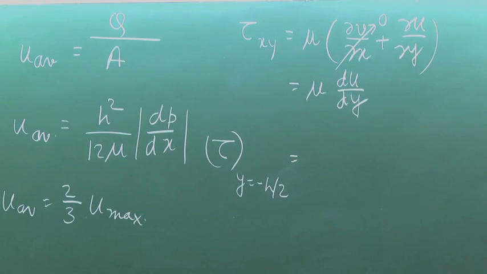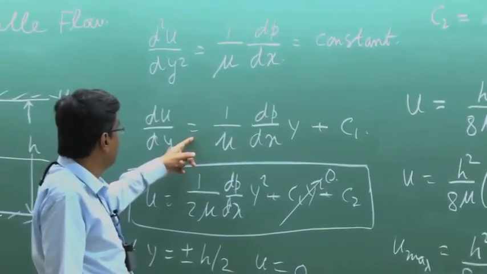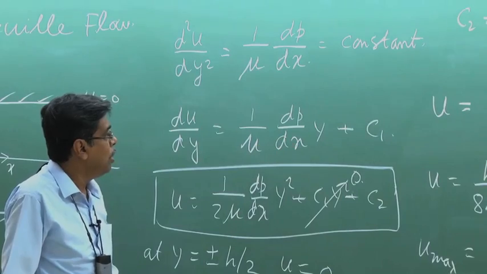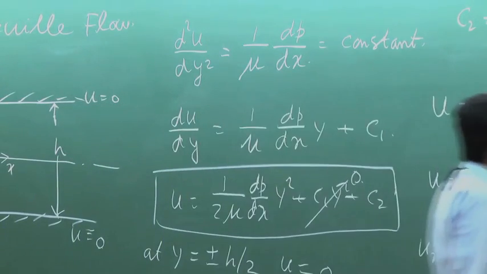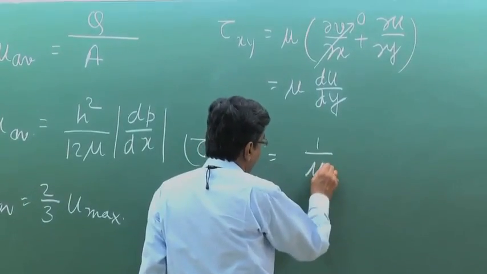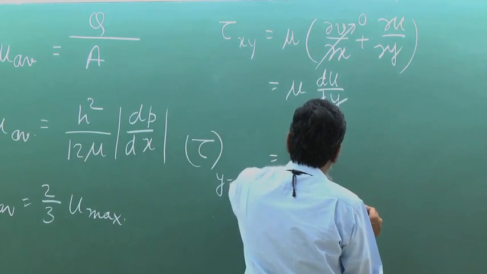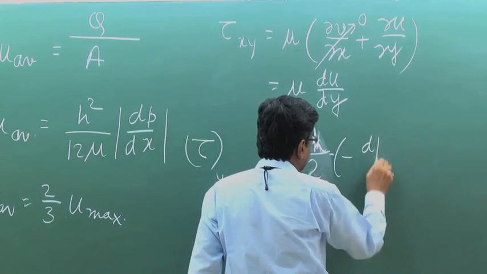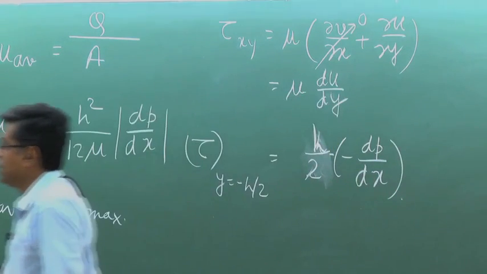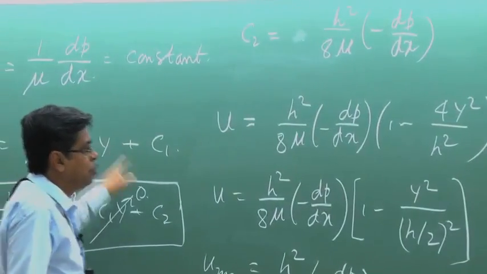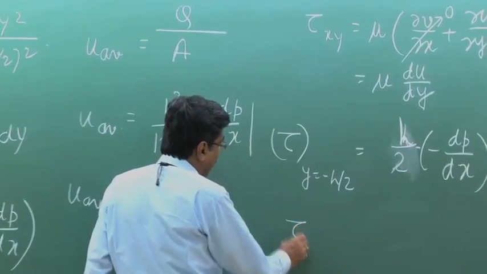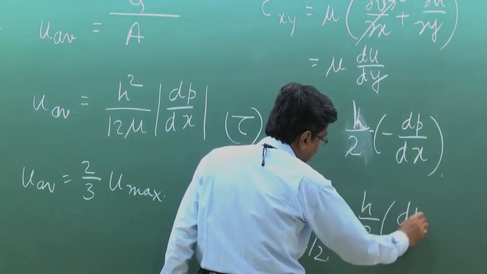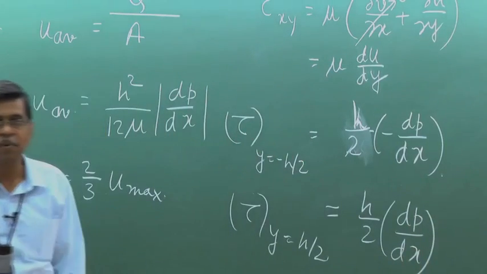Now what is du dy? Du dy is this one. C1 is 0, so 1 by mu dp dx into minus h by 2. So therefore it is 1 by mu, mu is cancelling each other, h by 2 into minus dp dx, if you put this value y equal to minus h by 2. Now tau at the upper wall, y equal to h by 2, is what? H by 2 into dp dx. This is the value of shear stress at the two walls.